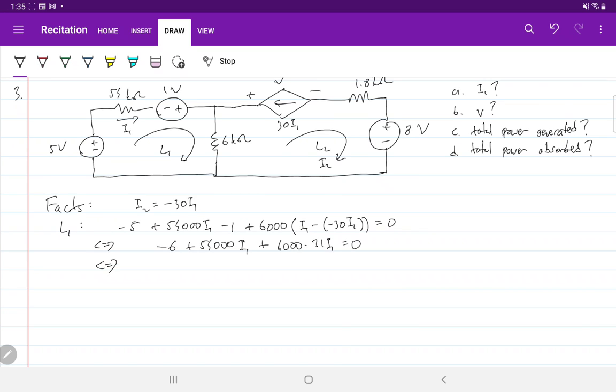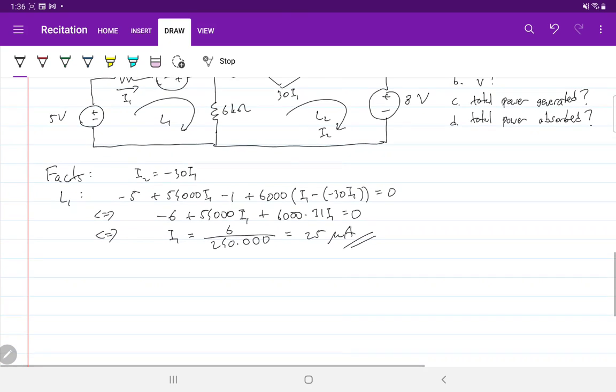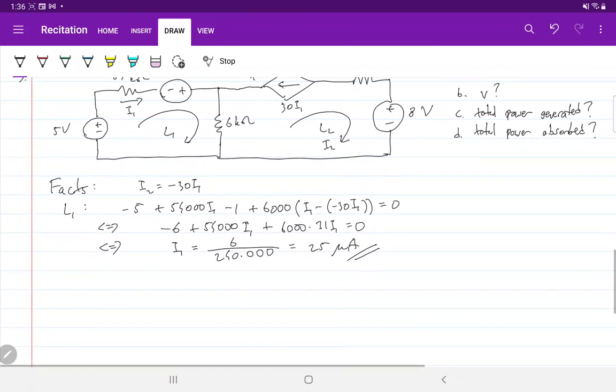We can simplify further, and the expression for I1 is 6 over 240,000, which is 25 microamps. So I1 is 25 microamps. The answer for A.